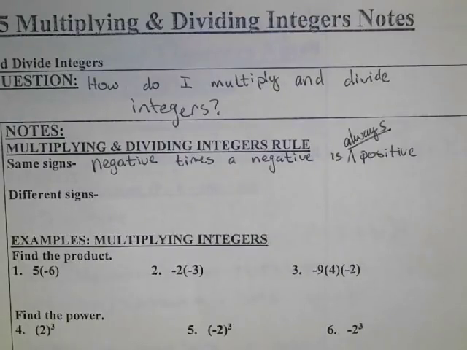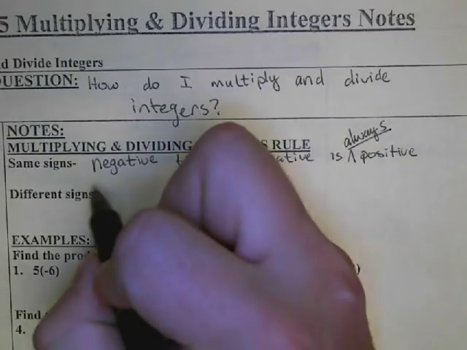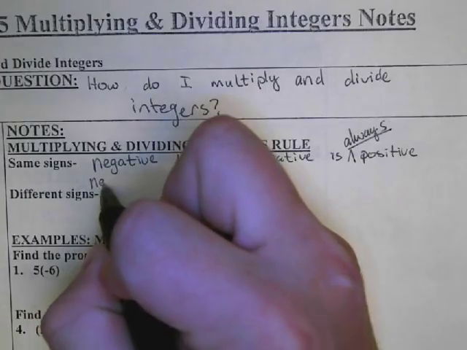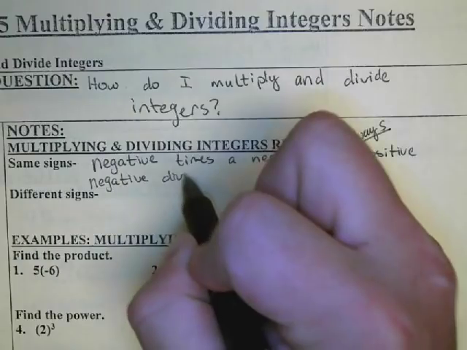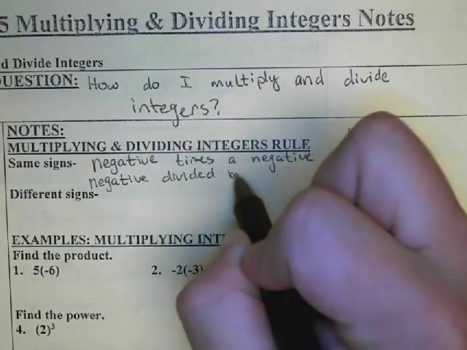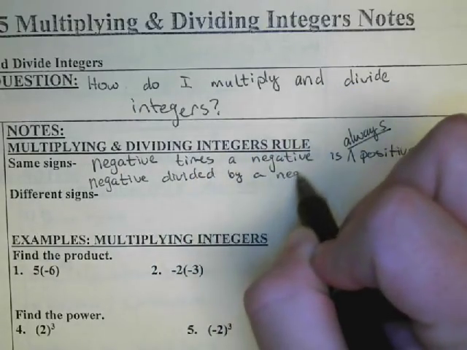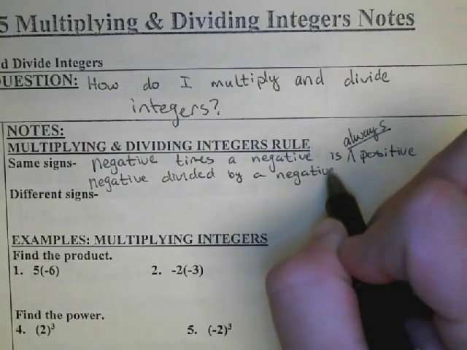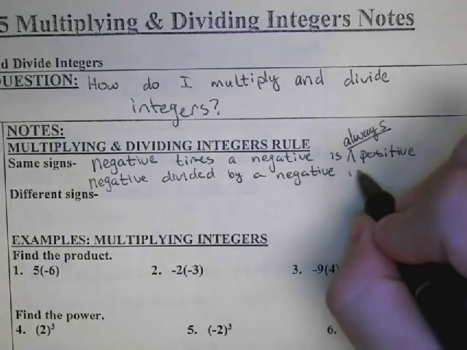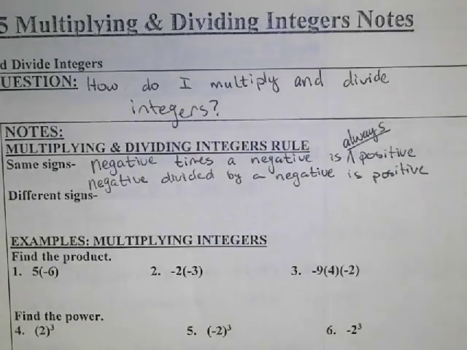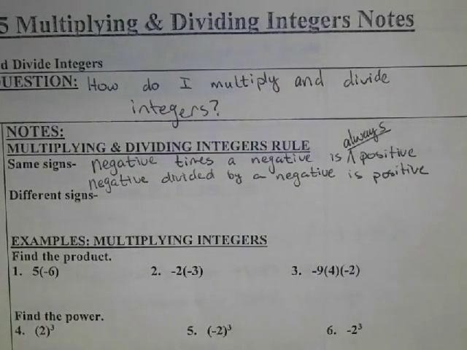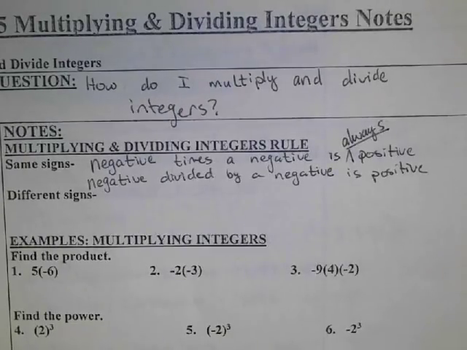And the same can be said for dividing if we have the same signs. So we can say negative divided by a negative is positive. And that's another always statement. Negative times a negative is positive. Negative divided by a negative is positive.